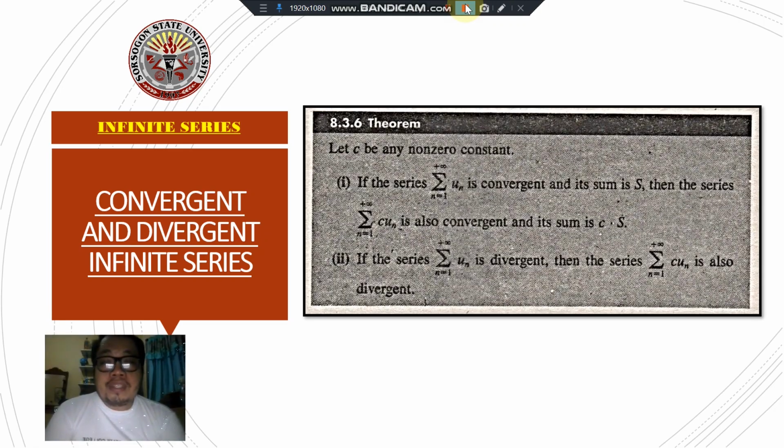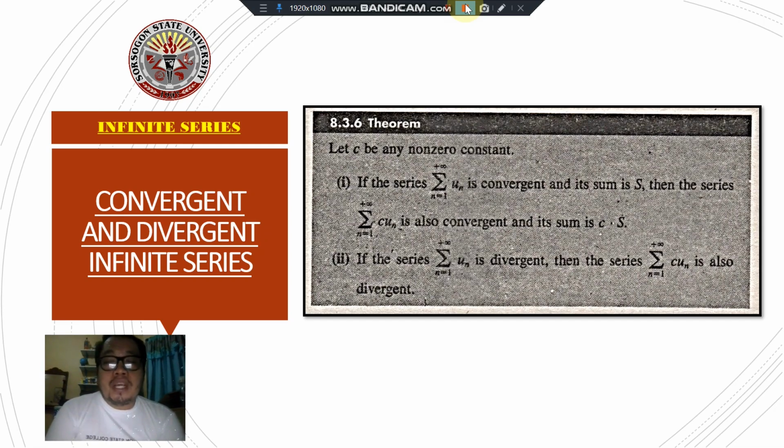So we have here another set of theorems that involves a non-zero constant denoted by C. On the first statement, if the series, the summation of u sub n, where n equals 1 to positive infinity, is convergent and its sum is represented by S, then the series, the summation of C times u sub n, where n equals 1 to positive infinity, is also convergent, and its sum is the given constant multiplied by the sum of the given infinite series.